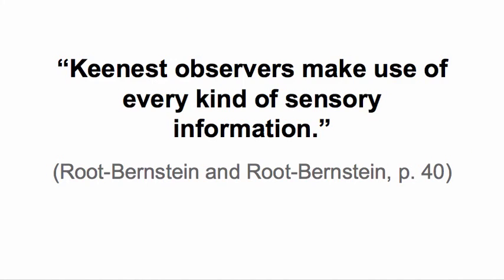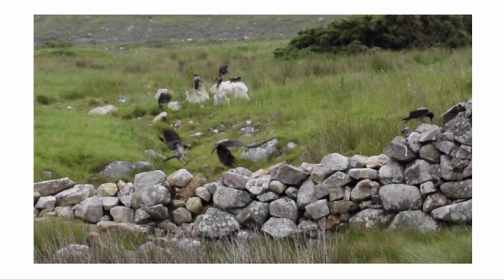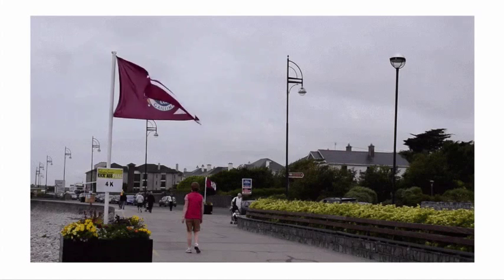The keenest observers make use of every kind of sensory information. Now, these two examples are purely visual. However, I hope that through looking at these, students will be inquirers and develop an idea about what sensory information is missing. What sensory information is also happening in these pictures that they know from experience that they're not experiencing just by looking? So they may be thinking, what would the wind sound like in this picture? What would it feel like if you were in this place?